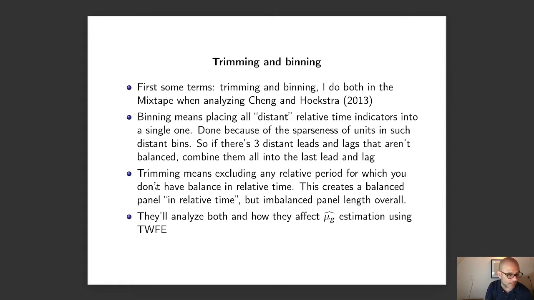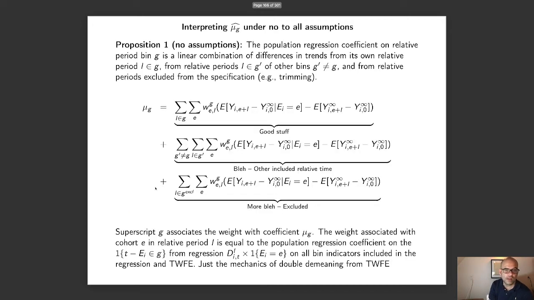So they're going to analyze both in this example, and they're going to see how it affects mu hat. So this is the coefficient mu g. All right, that's the bin coefficient. What is mu g actually? So when I estimate mu g, what exactly am I estimating? And mu g is just a number. This is the decomposition, not in terms of causal parameters, but just the decomposition.